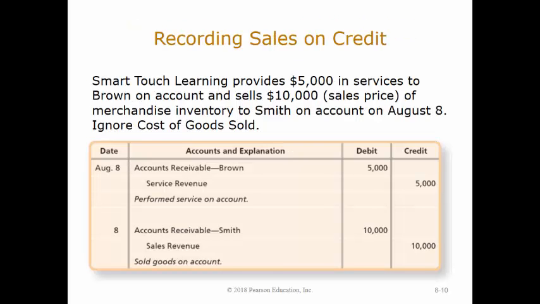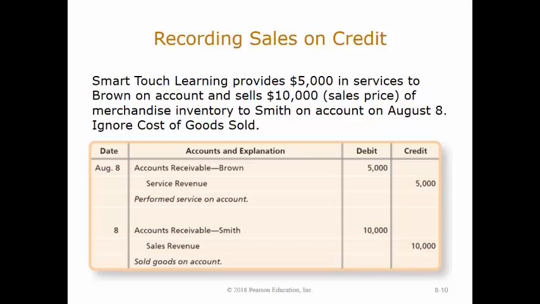As stated earlier, selling on account or on credit creates an accounts receivable. Businesses must maintain a separate accounts receivable account for each customer in order to account for payments received from the customer and amounts still owed. For example, Smart Touch Learning performs $5,000 in services for Brown on account and sells $10,000, the sales price of merchandise inventory, to Smith on account on August 8th.